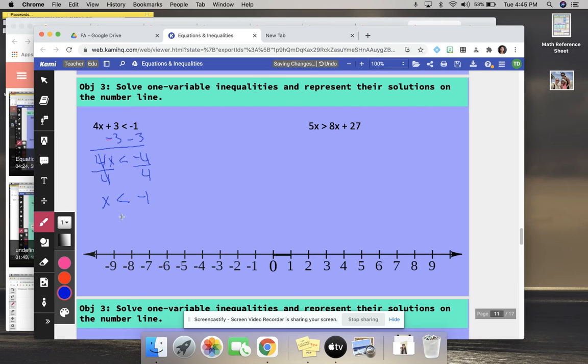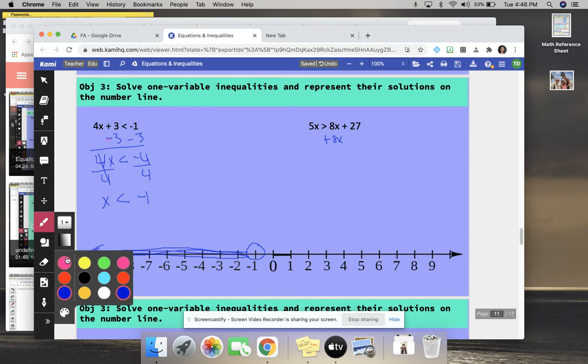Because this is just a less than symbol, and not less than or equal to, less than gets an open circle. Those were notes that we have gone over in previous focus areas. So all the solutions are going to be to the left because all of those solutions are less than negative 1.